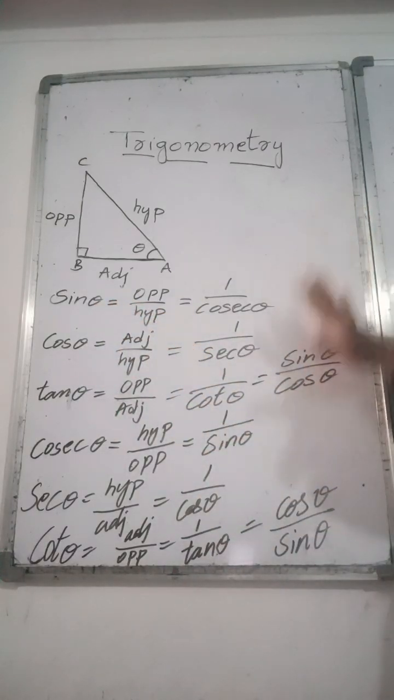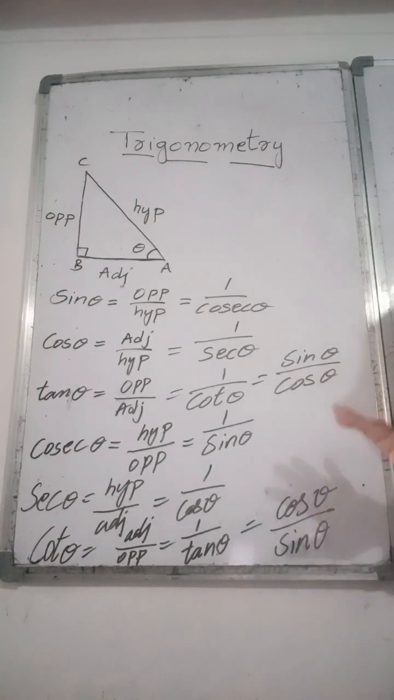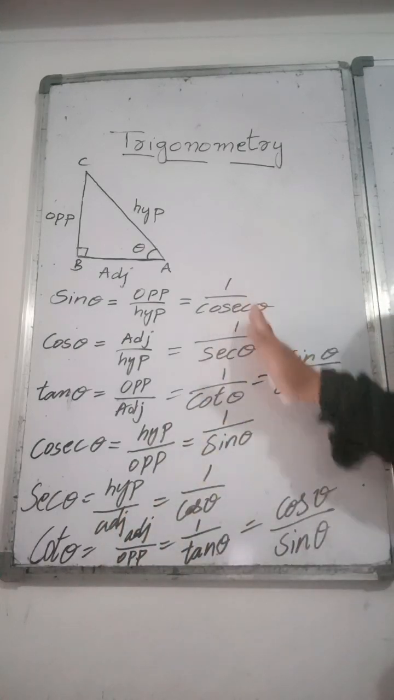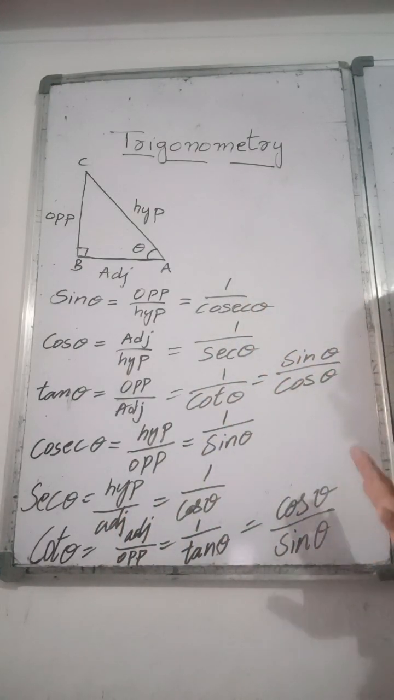So these 6 ratios are there. If you remember these 6 ratios, you can easily do this chapter. You have to remember these ratios separately, then you have to remember what is the reciprocal of what. Okay, so in the next class we will learn exercise number 1.